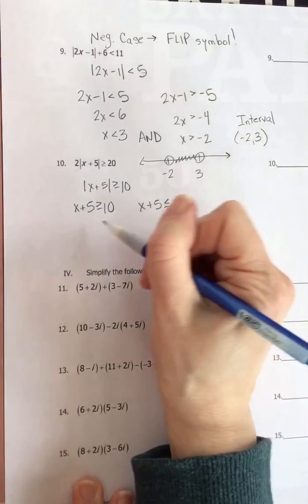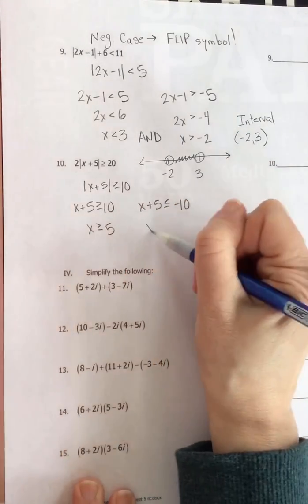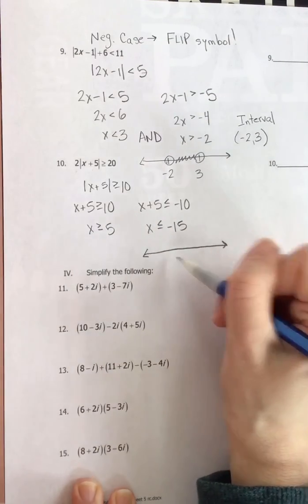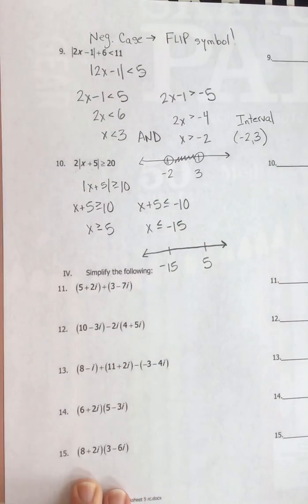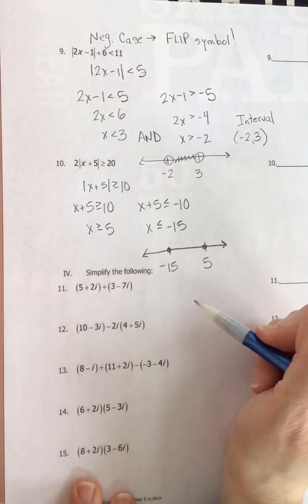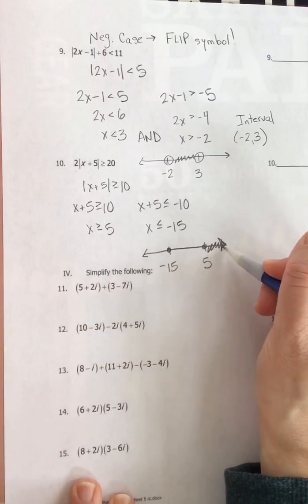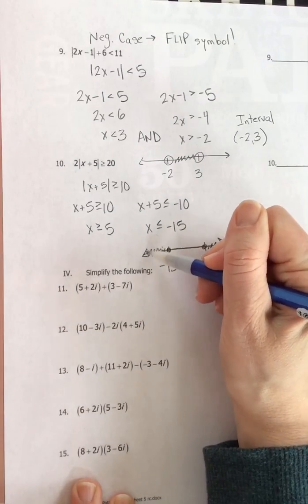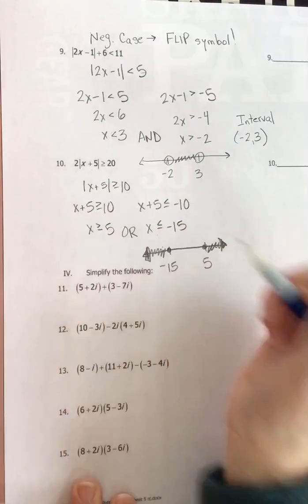Again, I solve them junior high style, so x greater than or equal to 5, x less than or equal to negative 15. This one's going to look a little different on your number line. Make sure you put the numbers in numerical order, smaller on the left, bigger on the right. These are closed circles because it could equal those numbers. X greater than or equal to 5 is actually shaded to the right. Less than or equal to negative 15 is shaded to the left. So this is no longer an AND, this is an OR.